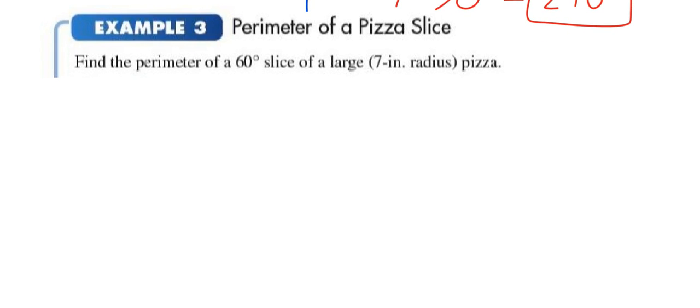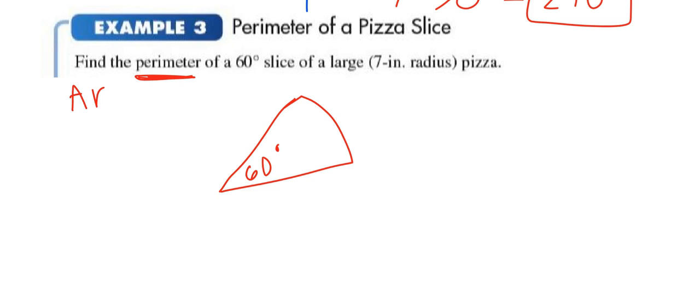Okay, find the perimeter of a 60-degree slice of a large pizza. 7 inches? Man, is that really large? Seriously? Okay. So we've got this slice of pizza. It's got a 60-degree angle in here. We want to find the perimeter. Oh, perimeter. Is that a length or an area? Oh, that's a length, isn't it? That's an arc length.